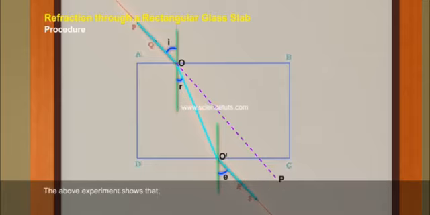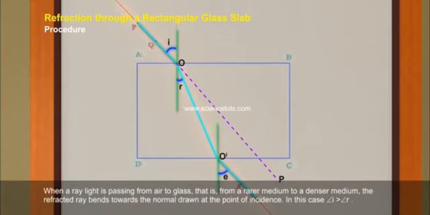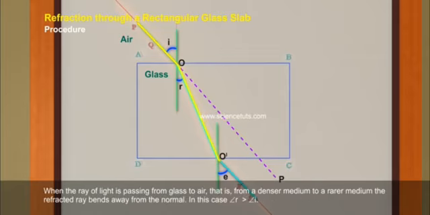The above experiment shows that when a ray of light is passing from air to glass, from a rarer medium to a denser medium, the refracted ray bends towards the normal drawn at the point of incidence. In this case, angle I is greater than angle R. When the ray of light is passing from glass to air, that is, from a denser medium to a rarer medium, the refracted ray bends away from the normal. In this case, angle R is greater than angle I.